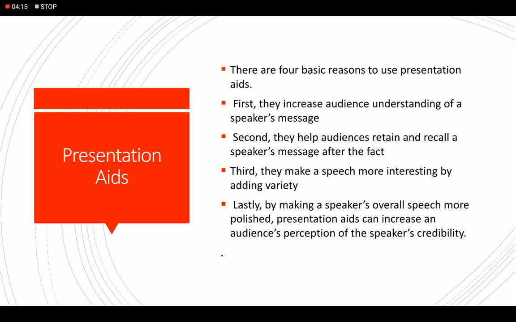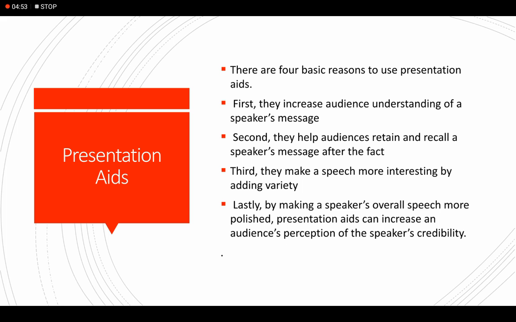We use presentation aids to make our presentation more lively and more interesting. There are 4 basic reasons why we use presentation aids. Number 1, they increase audience understanding of a speaker's message. Secondly, they help audiences retain and recall a speaker's message after the fact. Thirdly, they make a speech more interesting by adding variety.